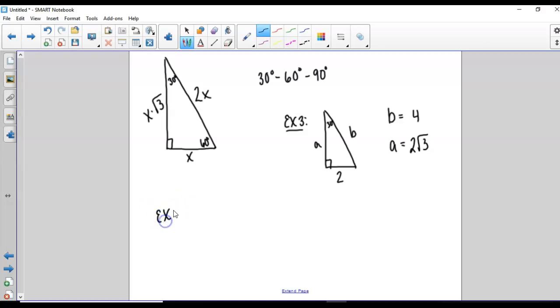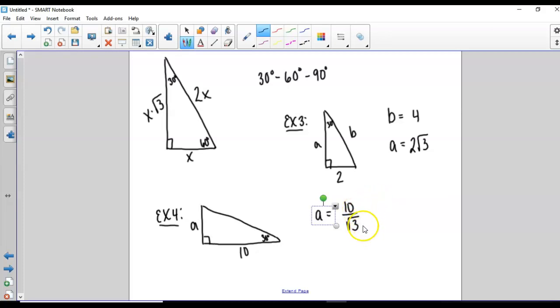Real quick, we're going to do one more example. I think the most difficult ones are whenever you're given the long leg, so let's say that's 10. Short leg to the long leg, I have to multiply by the square root of 3. So if I want to find the short leg, let's call this side right here A, I've got to divide by the square root of 3. So for A, I would have 10 divided by the square root of 3.